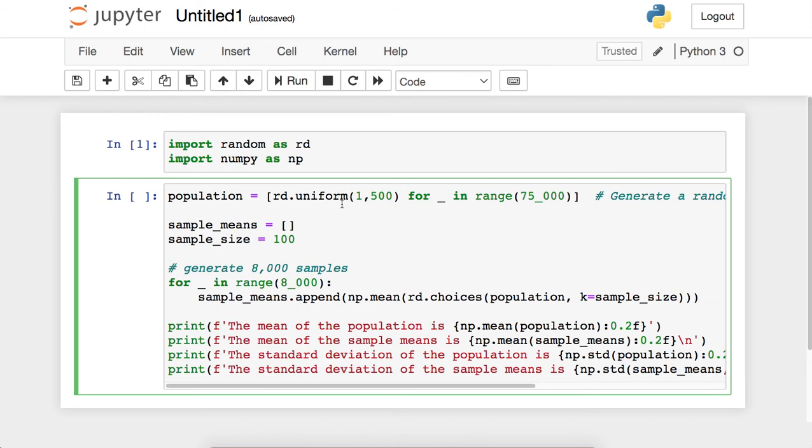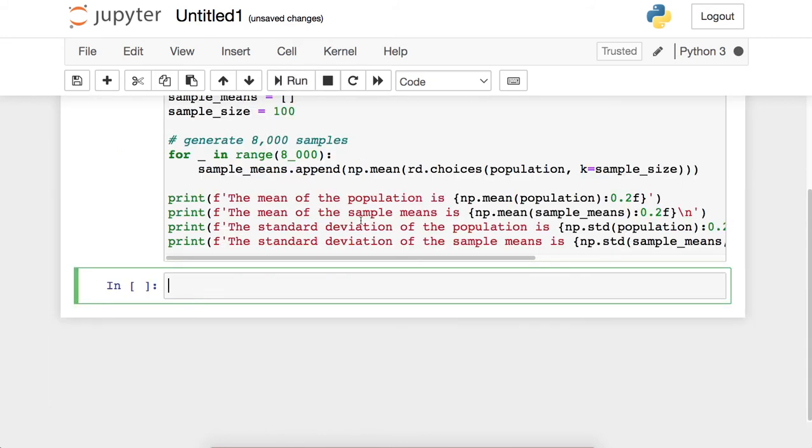We're going to have a population of 75,000 random numbers between 1 and 500, and they could be decimal numbers. This time we're going to look at a sample size of 100 instead of only a sample size of 2. So let's see what happens to our mean and standard deviations of not only our population, but the samples as well. Let's go ahead and run this.